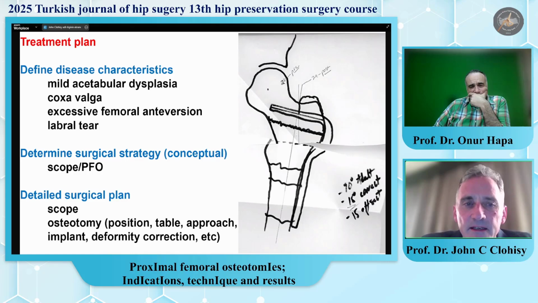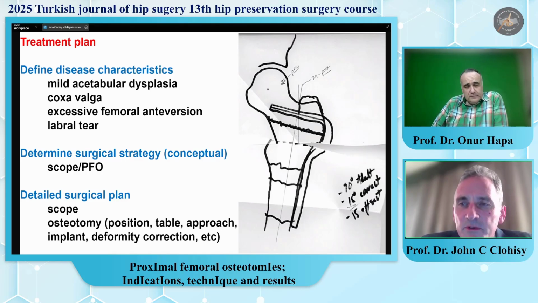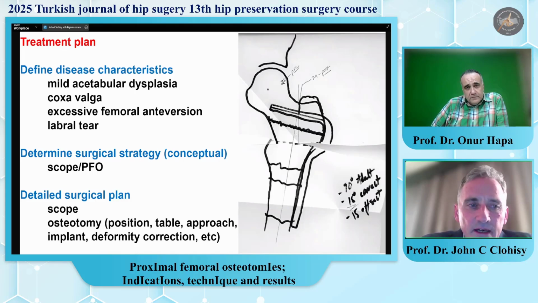I decided to treat her with a scope and a femoral osteotomy because I thought her more severe disease was on the femoral side. I didn't think she needed both the acetabulum and the femur corrected. So our plan is to scope the hip and then do a proximal femoral varus derotation osteotomy.